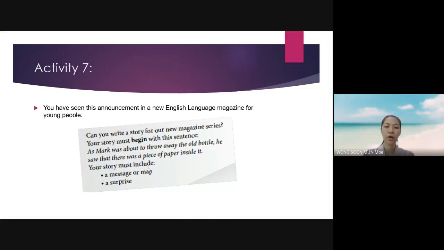Okay, and your story must also include a surprise. What is the surprise that Mark is going to face? All right, everyone understand what is surprise, right? Surprise. All right, okay, next.